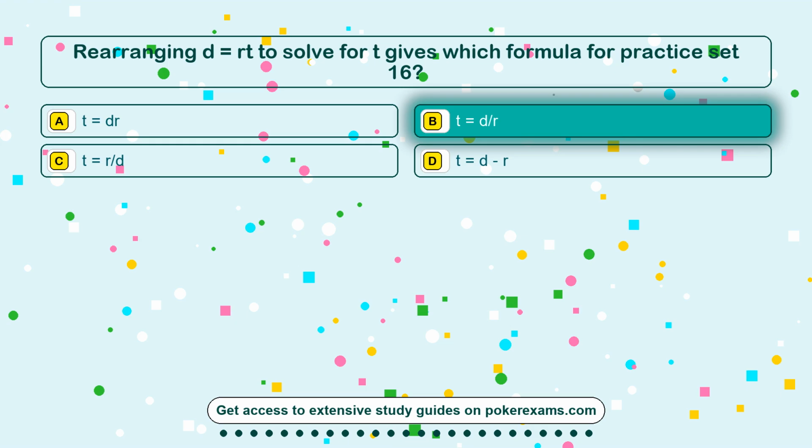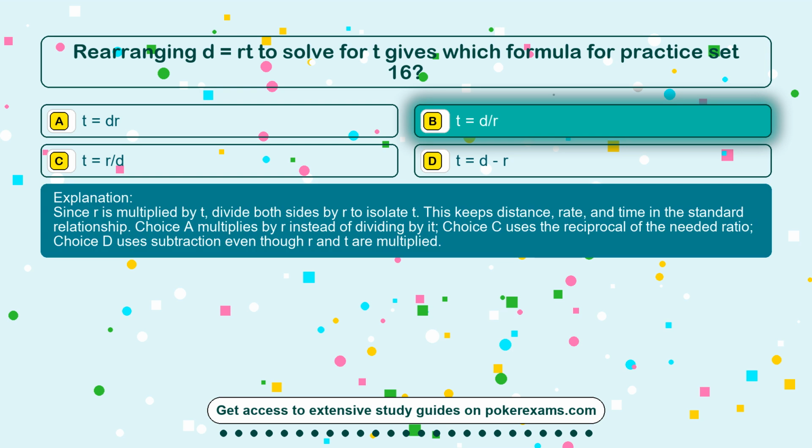The correct answer is option B, t equals d/r. Since r is multiplied by t, divide both sides by r to isolate t. This keeps distance, rate, and time in the standard relationship. Choice A multiplies by r instead of dividing by it. Choice C uses the reciprocal of the needed ratio. Choice D uses subtraction even though r and t are multiplied.